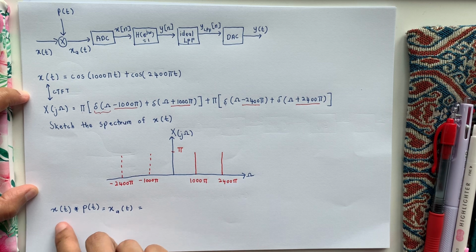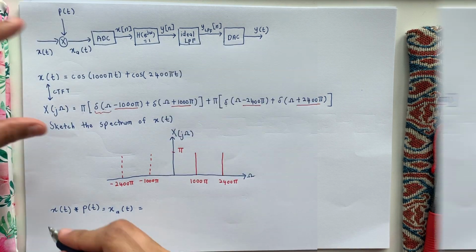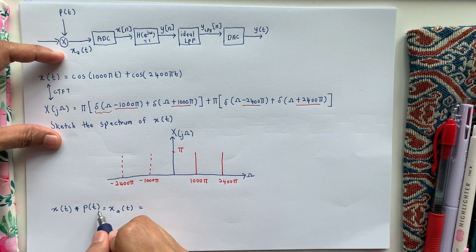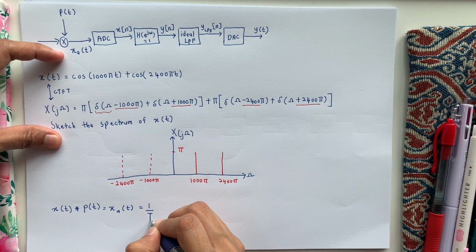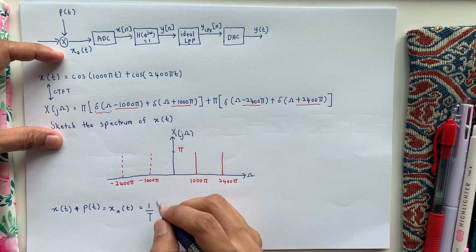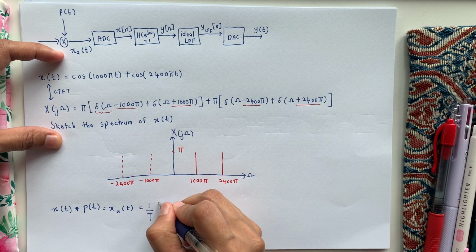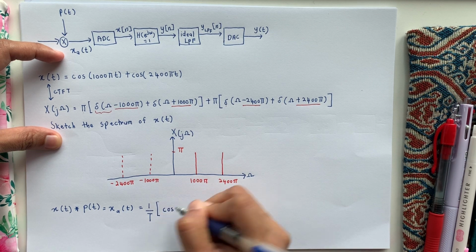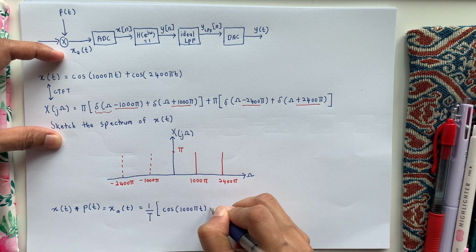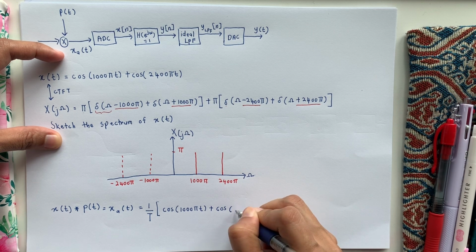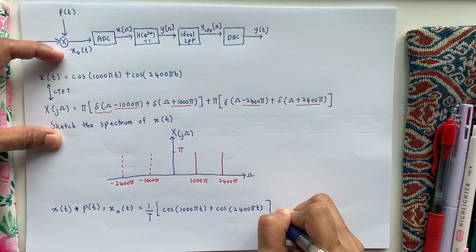So x_δ(t) is your impulse train. The value is always okay. So we have x(t) convolved with p(t) equal to x_a(t), and this is equal to 1 over T. You have to include your 1 over T. So you will have cos 1000 pi t plus cos 2400 pi t. Okay, why do we have 1 over T?